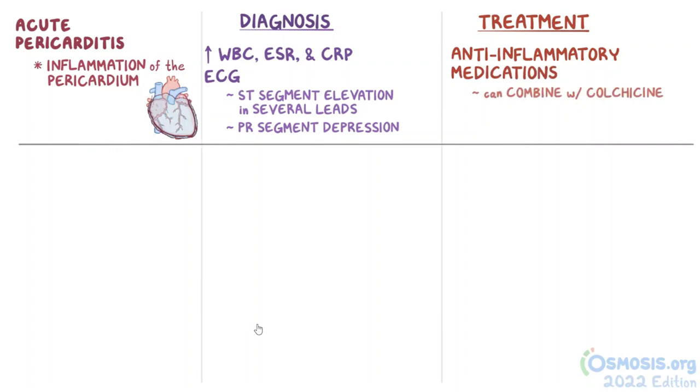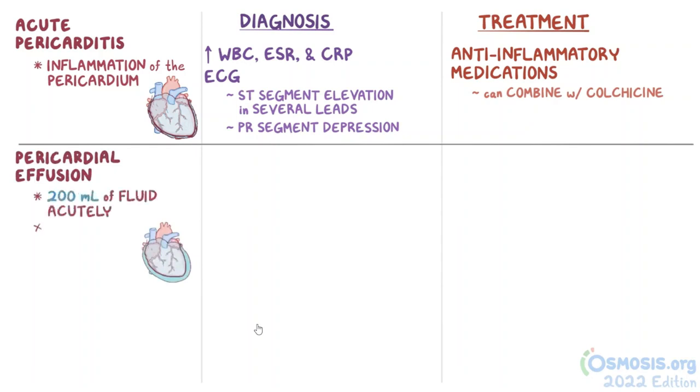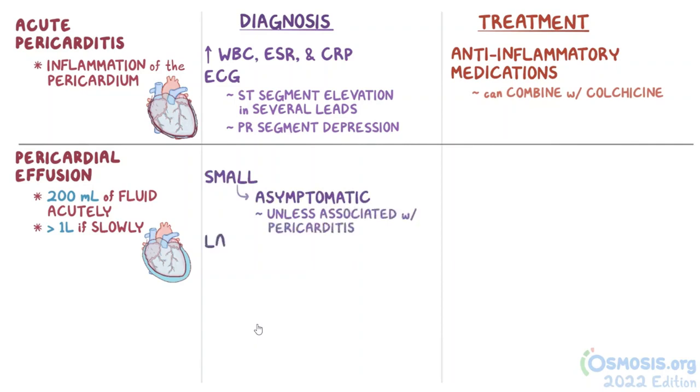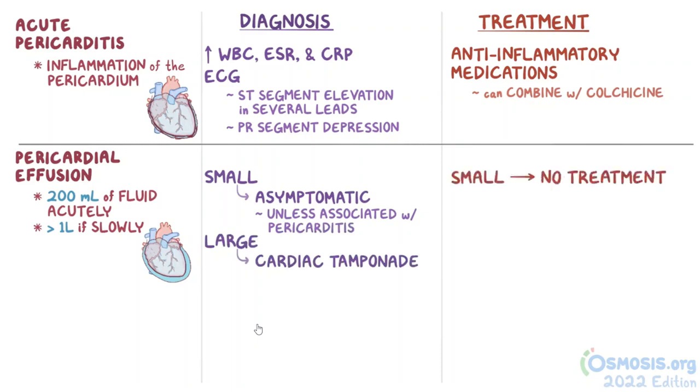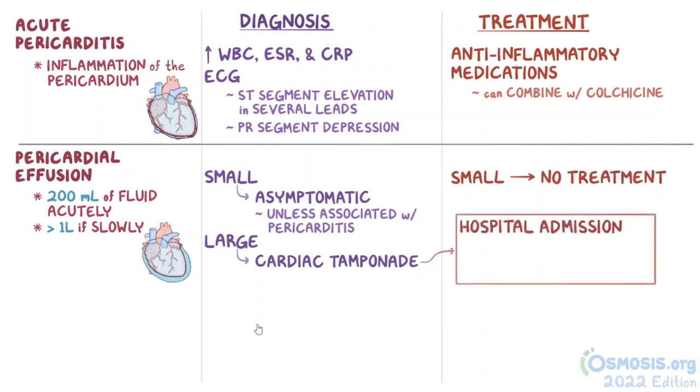If there's fluid accumulation in the pericardial sac, you get a pericardial effusion, filling with up to 200 milliliters of fluid acutely, and over a liter of fluid if it accumulates slowly. Small effusions can be asymptomatic unless they're associated with pericarditis, whereas a large effusion may cause symptoms of cardiac tamponade. Some pericardial effusions remain small and never need treatment. Individuals that develop cardiac tamponade require immediate hospital admission and prompt pericardial drainage by pericardiocentesis and potentially volume expansion.